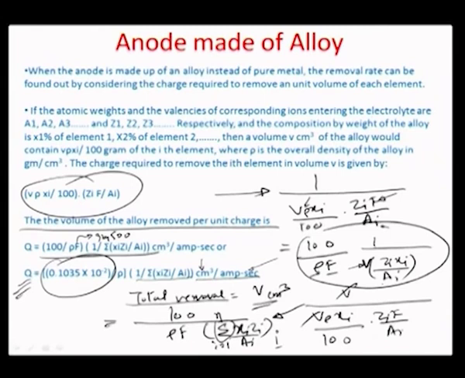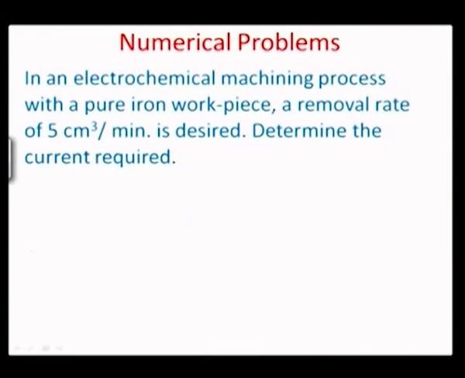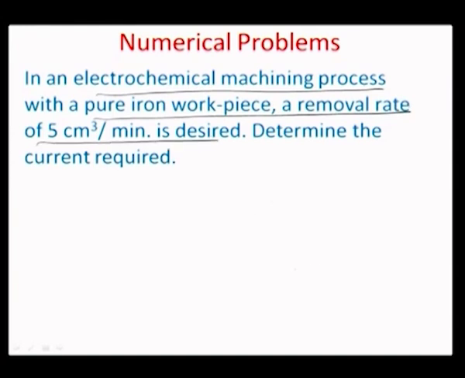So, let us look at a practical alloying system and try to see how to calculate this rho average of the alloy and how to calculate the overall volume of the alloy removed per unit charge. To begin with, let us look at an electrochemical machining process with a pure iron workpiece where a removal rate of 5 centimeter cube per minute is desired, and we will have to determine how much current would be needed in an ECM process for that.